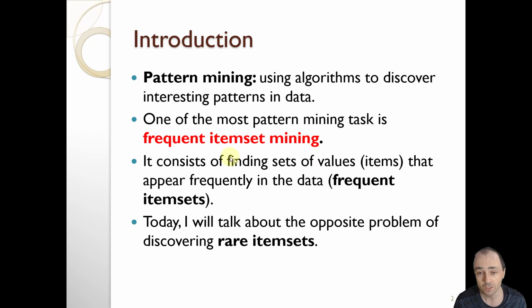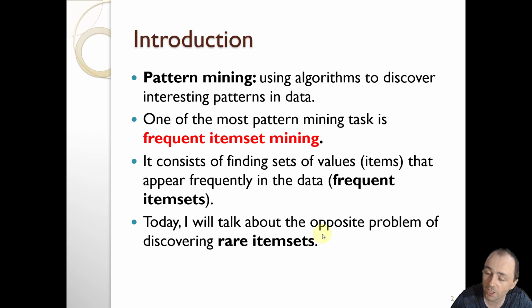In frequent item set mining, what we want to do is to find the sets of values, what we call items, that appear frequently in the data, the frequent item sets. There have been a lot of applications of this, but today I will talk about the opposite problem, to find the rare item sets. So why do we want to do this?